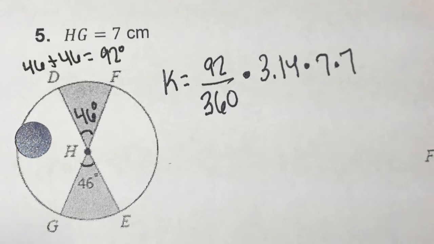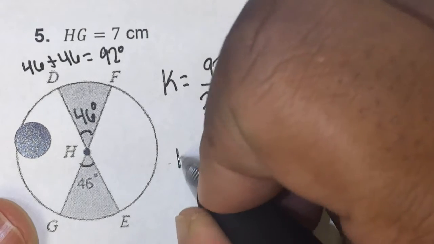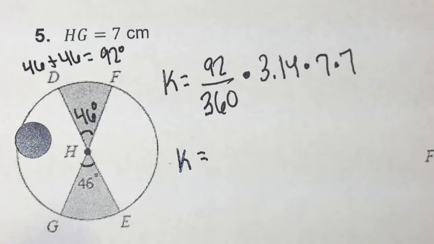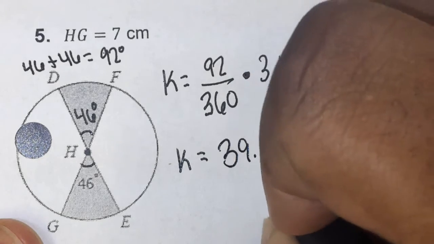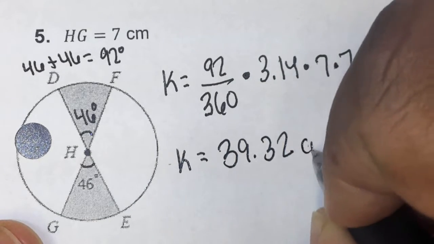CJ, are you paying attention over there? You've got the next one. K equals what? 39.32. One more time, 39.32. What is this? Centimeters squared.